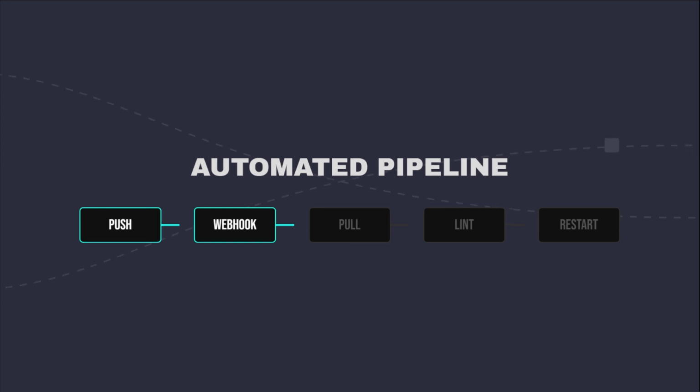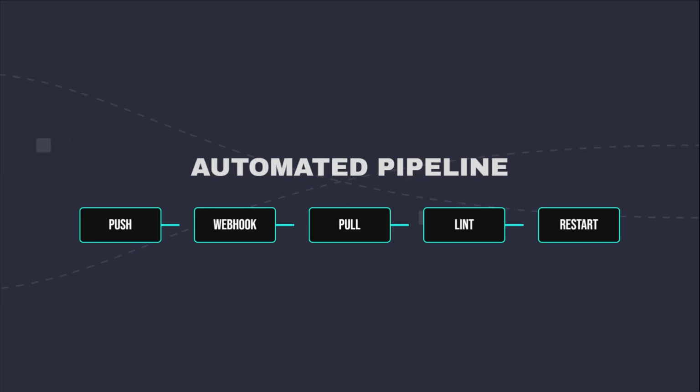Configure a webhook in your Git repository manager to trigger a pipeline upon successful push to the main branch. The pipeline job should execute 3 steps. First, pull the latest commit onto the staging or production server. Second, validate the flow file syntax using a linting tool. Third, restart the Node-RED service on the target machine.